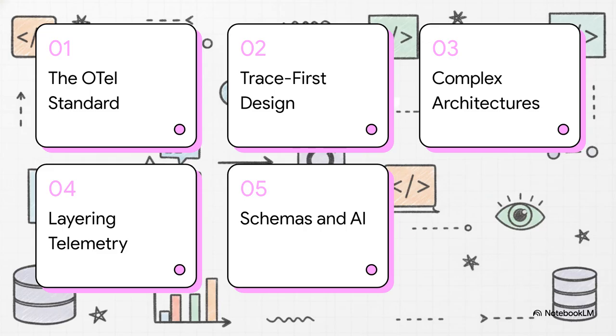Okay, let's take a quick look at our roadmap for today. We're going to start with the OpenTelemetry standard, then move into trace-first design. After that, we'll tackle complex architectures, look at layering your telemetry signals, and finally, we'll wrap up with schemas and AI assistance. Let's get into it.